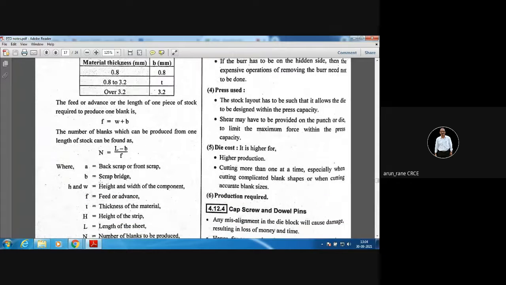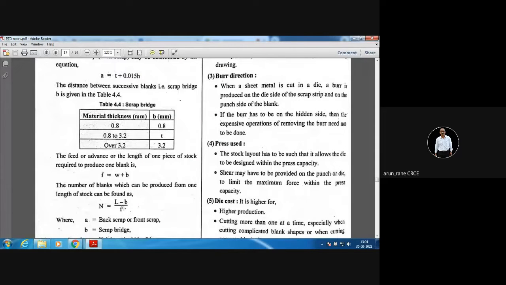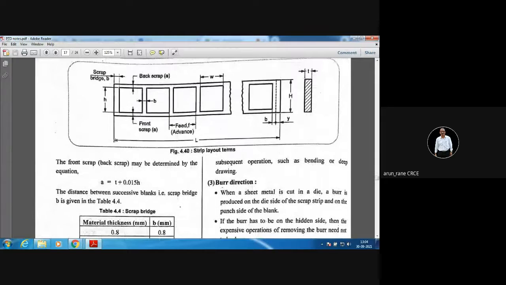Once you have the pitch, you can get the number of blanks. The number of blanks will be L minus B divided by the pitch. L is this length, and you have to subtract B from it. Suppose the value of B is 2 mm and the length is 2000, so 2000 minus 2 is 1998, divided by the pitch. Suppose the pitch is 50. So how many components will you get? 1998 divided by 50, how much does it come to?